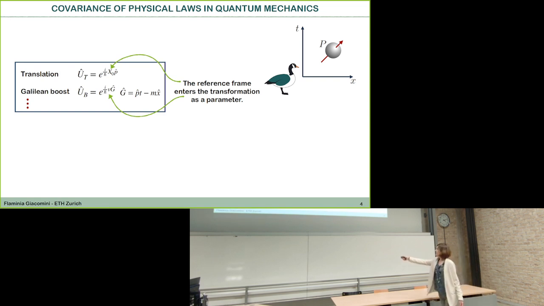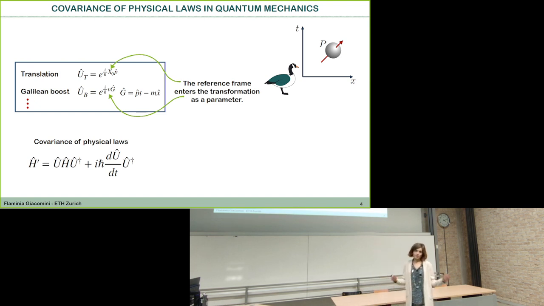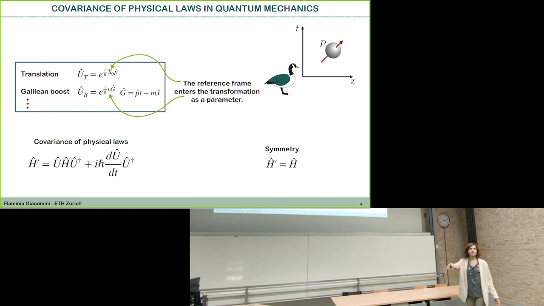Now, if I want to make one of these transformations, I have to change my state, but I also have to change my Hamiltonian. In standard non-relativistic quantum mechanics, I say that my transformation law is covariant if the Hamiltonian that I put in the Schrödinger equation after this transformation changes with this law. In addition, I say that I have a symmetry of the dynamical law if the functional form of the Hamiltonian after the transformation is the same as the functional form of the Hamiltonian before the transformation.